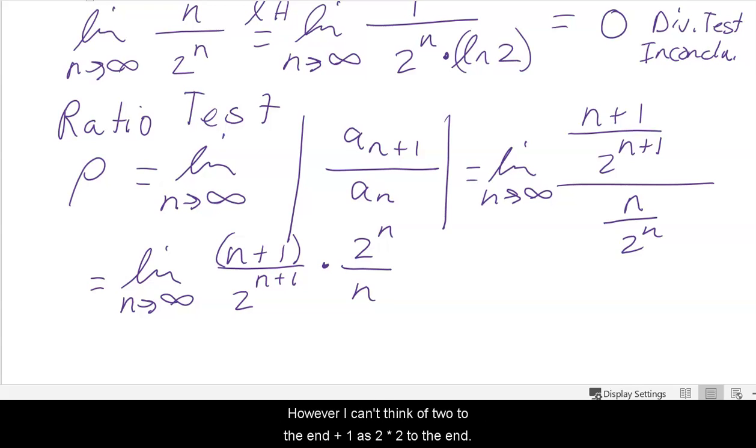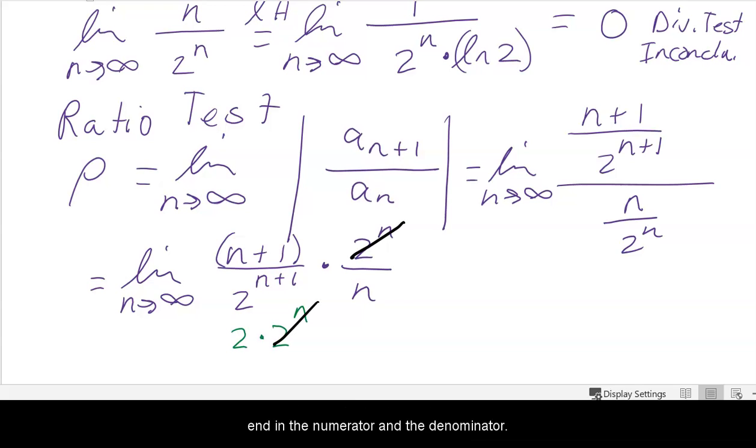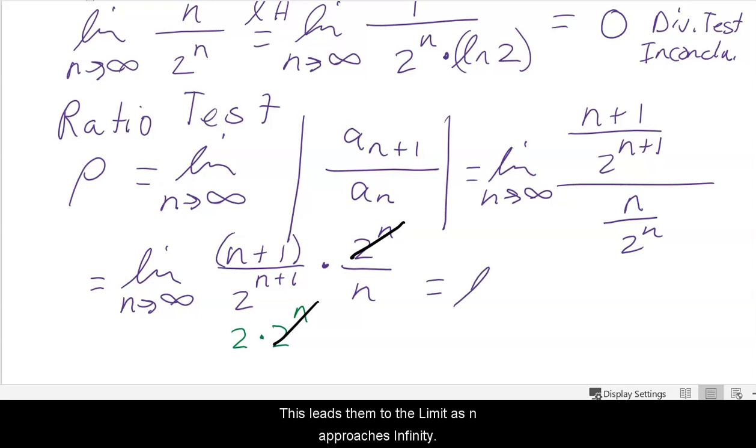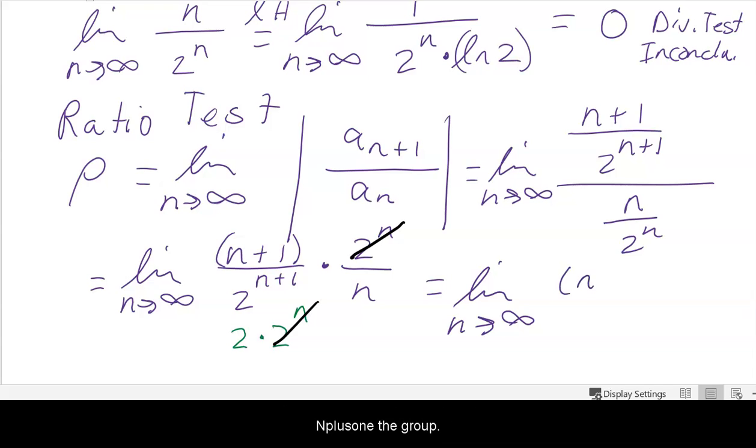However, I can think of 2 to the n plus 1 as 2 times 2 to the n. That will let me cancel the common factor of 2 to the n in the numerator and the denominator. This leads then to the limit as n approaches infinity of n plus 1, the group, divided by n with a 2 out front.